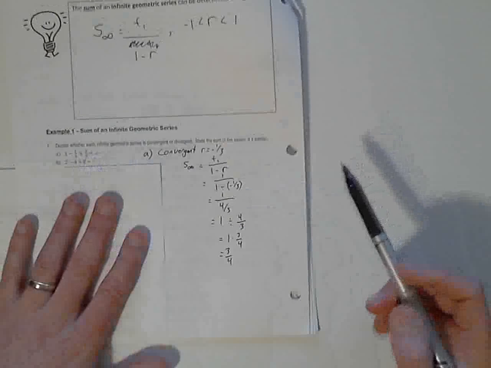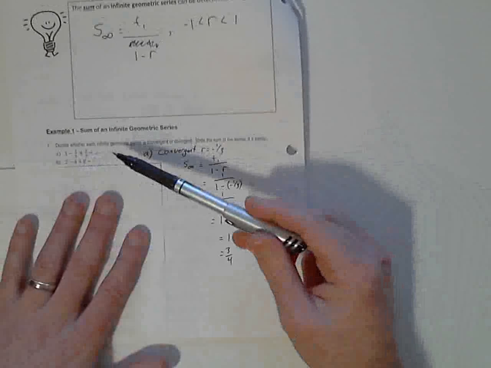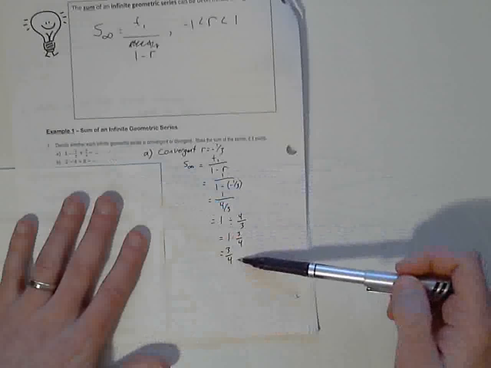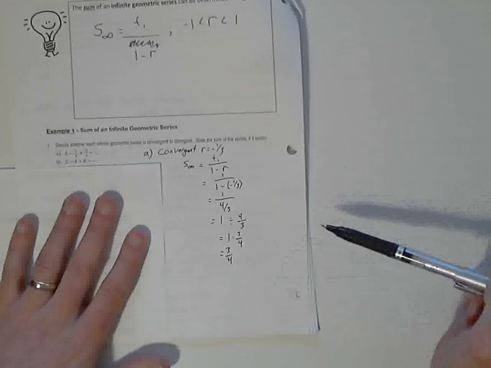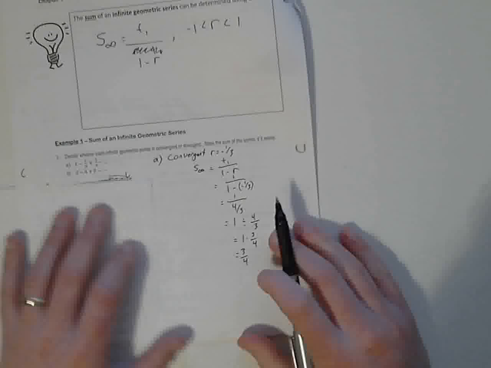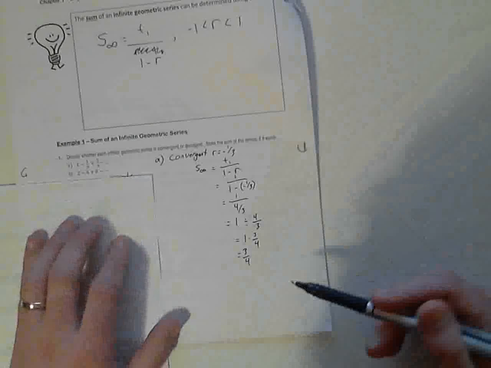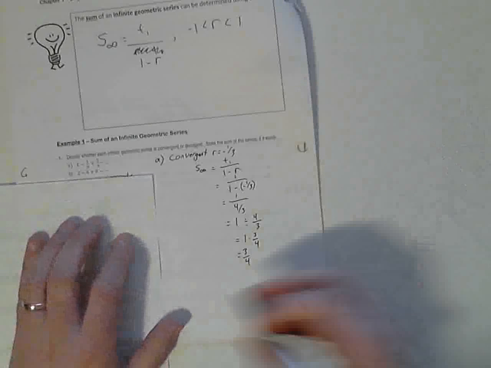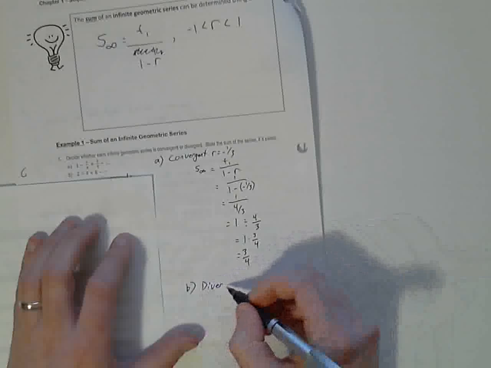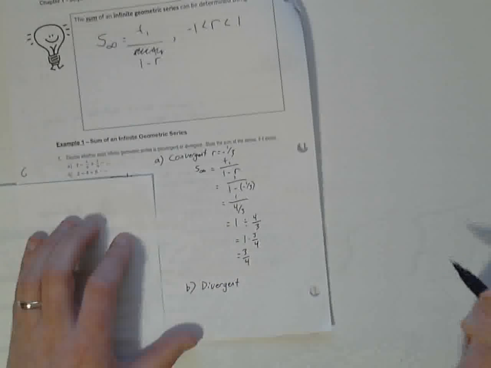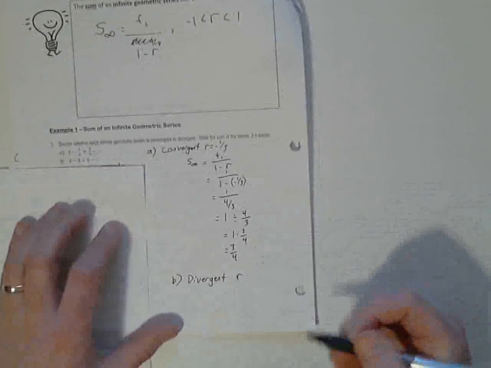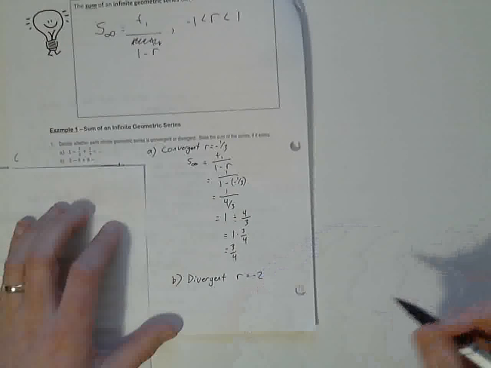So B is 2, -4, +8. So that means B is divergent. The r value in this case is going to be -4 divided by 2 is -2. So even though it's a smaller number than the other one, it's not between -1 and +1. These terms are going to keep getting bigger and bigger and bigger, even though they're flipping signs all the time, in which case you cannot calculate the sum of the entire thing. So there is no sum.